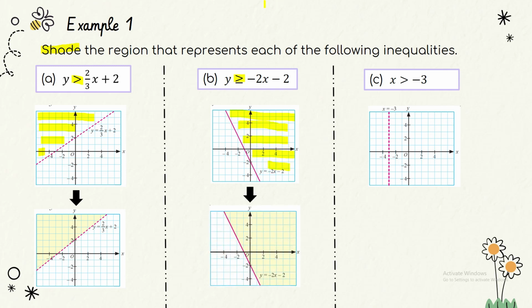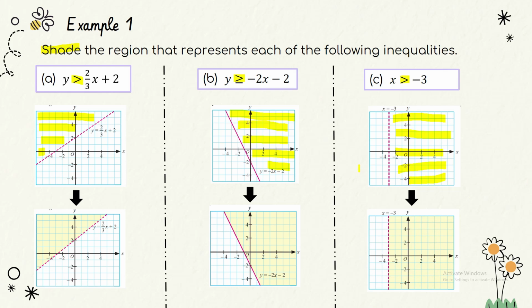Okay, correct. Now for the third one, x higher than negative 3. It's only involving one variable, and the inequality sign is higher than, so the straight line will be a dashed line. So which region do we need to shade? If it's higher than, we shade on the right. We shade here. Let's recheck our answer to see if it's correct. Yes, that's correct. Okay, next.